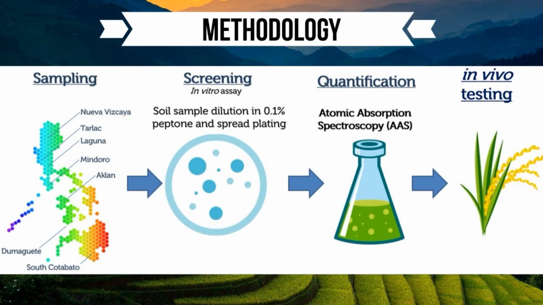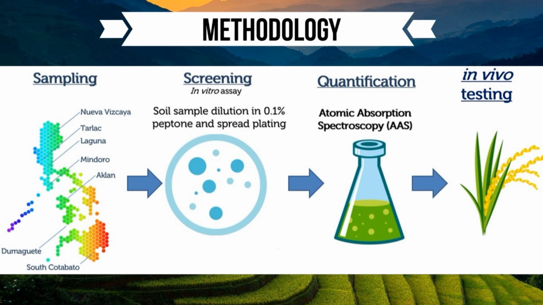As for the methodology, we collected rhizospheric soil samples of corn, rice, and cassava from different areas, specifically in the province of Nueva Vizcaya, Tarlac, Laguna, Oriental Mindoro, Aklan, Dumaguete, and South Cotabato. We isolated zinc solubilizing microorganisms from the samples, and then we identified them using 16S rDNA sequencing.